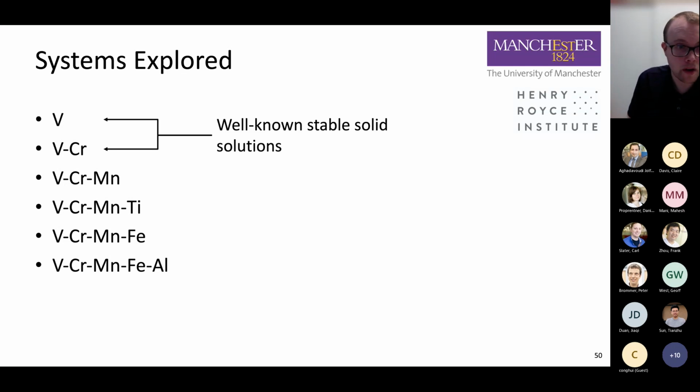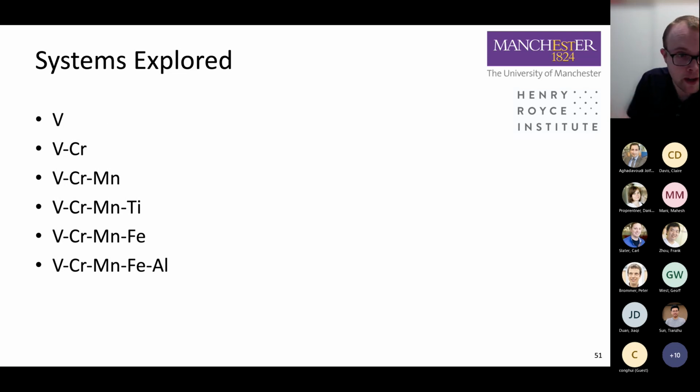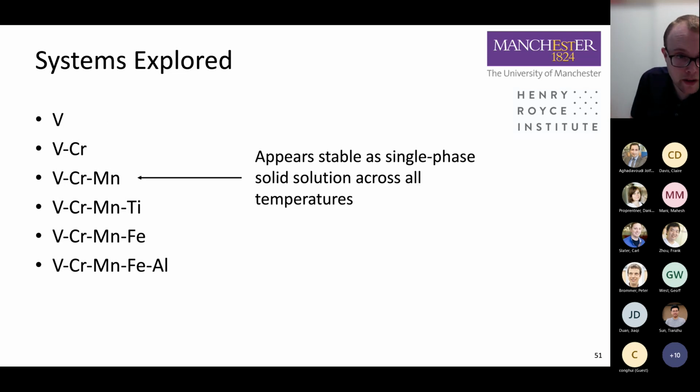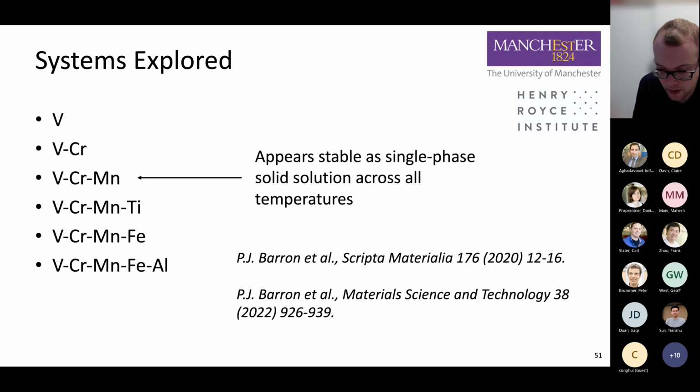Okay, so those first two, the unary and the binary, are very well-known stable solid solutions, so there's no problem with them. The vanadium-chromium-manganese system appears to be as stable as a single-phase solid solution across all temperatures. So when you add approximately equal amounts of those together, they seem to be all good. And some work by a student of mine called Paul Barron has demonstrated that.